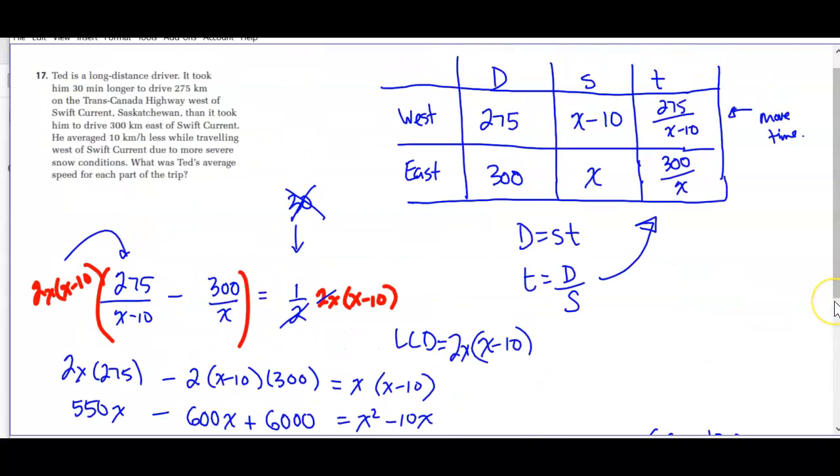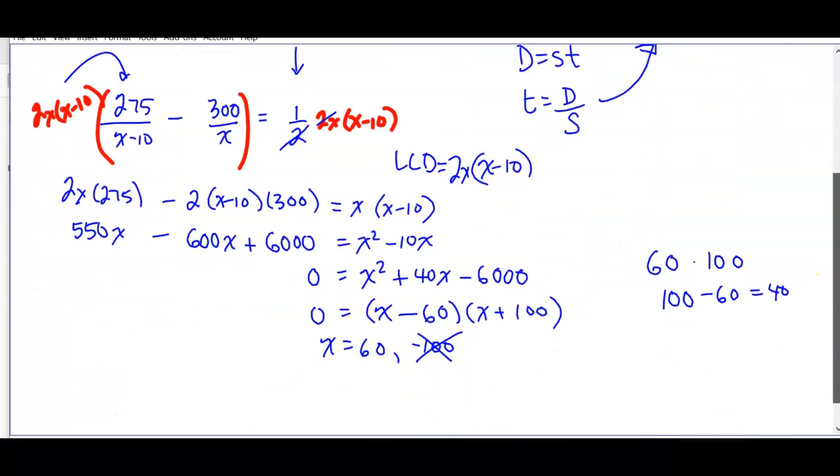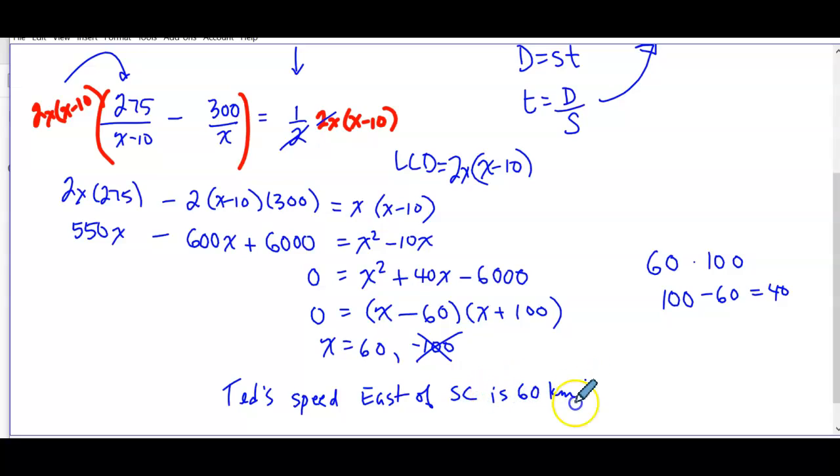It says what was Ted's average speed for each part. So that's for east. So Ted's speed east of Swift Current is 60 kilometers per hour, and west is 60 minus 10, which is 50 kilometers per hour. Okay, hope that helps.